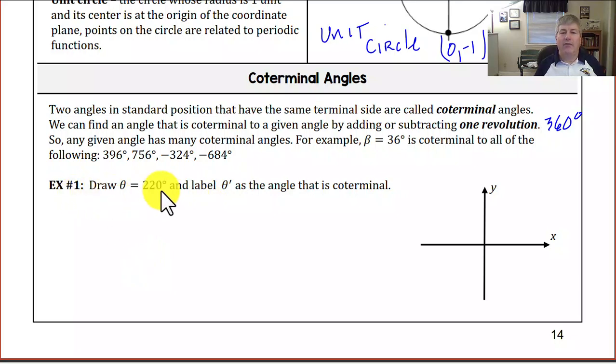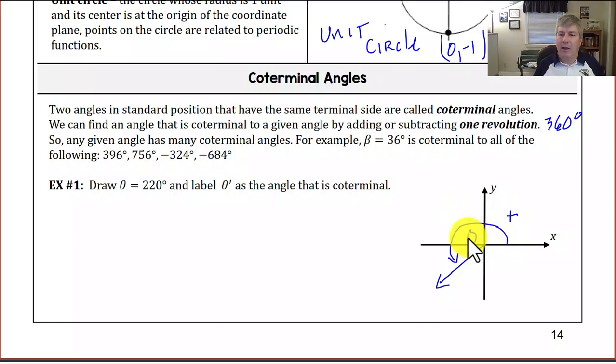So in example 1, we're asked to draw an angle theta of 220 degrees and label its coterminal angle. So let's take a look at that. So 220 degrees, we're going to start in standard position. We're going to pass through the first quadrant, the second quadrant, and extend into the third quadrant. We are 40 degrees into the third quadrant. So our terminal ray would be here in the third quadrant. We indicate by a revolution and an arrowhead indicating the direction that that angle is going. So we can see that that's going in the positive direction.